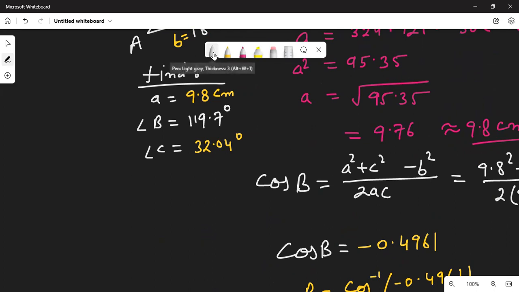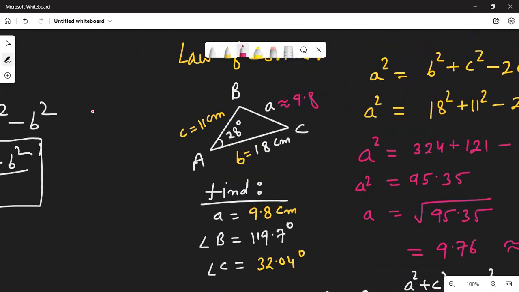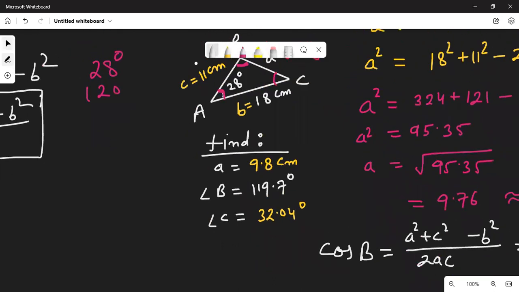Now, see our answer. To check whether this is correct, if you see all three angles, one of the angles was 28, it is given here. One angle is 28 degree, angle A, and we know the sum of angles of a triangle should be 180. This is the third angle, and your angle B is close to 120, and your angle C is close to 32. We are taking a rough estimate. So if we add this 120, 32 and 28, yes, you get 180 degree. That means your answers are correct.